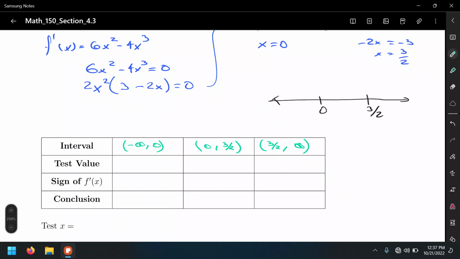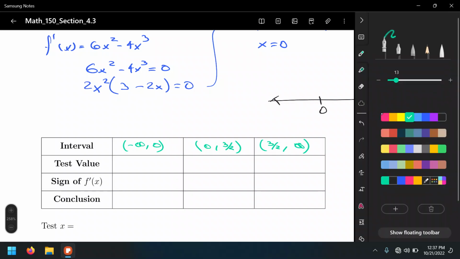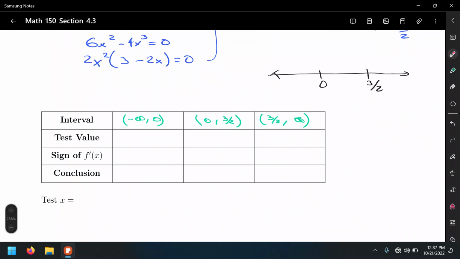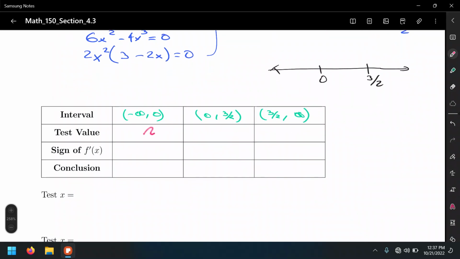So let's choose our favorite test values. All right, what about in the first interval? Negative 1. What about the second interval? 0? Well, we cannot use the critical value. It has to be a number between 0 and 3/2.